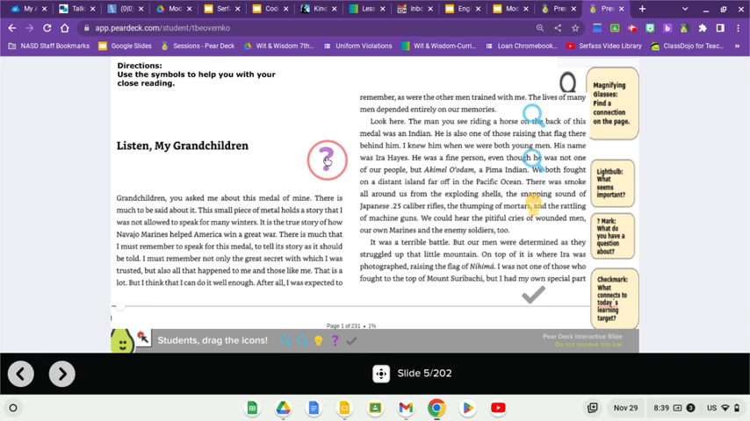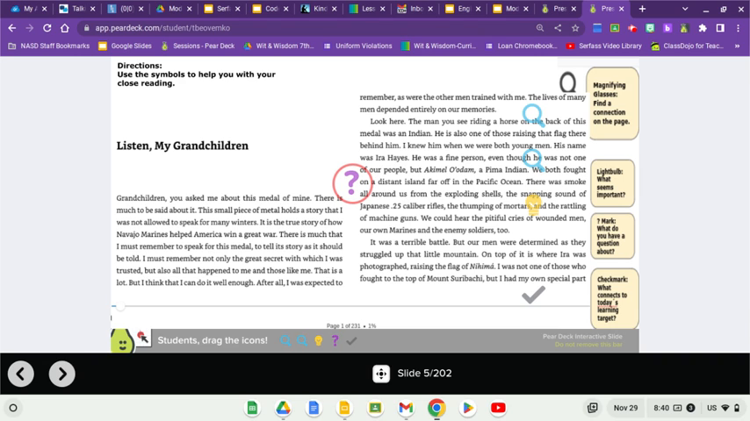After all, I was expected to remember, as were the other men trained with me. The lives of many men depended entirely on our memories. Look here. The man you see riding a horse on the back of this medal was an Indian. He is also one of those raising the flag there behind him. I knew him when we were both young men. His name was Ira Hayes. He was a fine person, even though he was not one of our people, but a Akimel O'odham, a Pima Indian. We both fought on a distant island, far off in the Pacific Ocean.